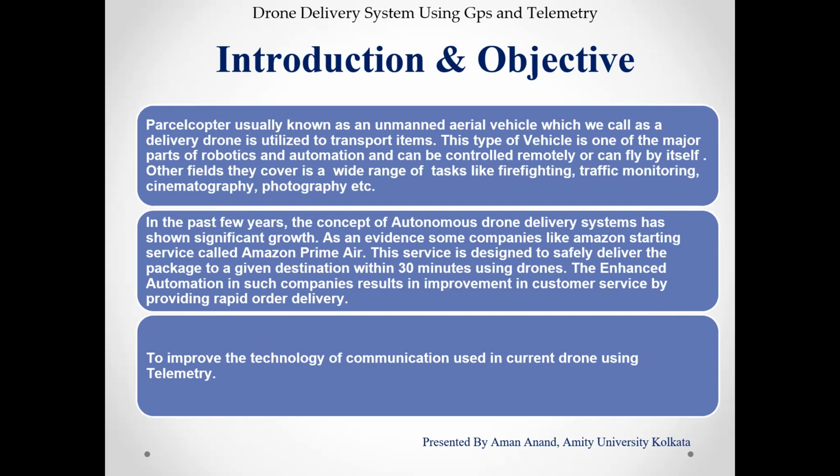In the past few years, autonomous drone systems have shown significant growth, as you have heard about the Amazon Prime Air service, whose motive is to deliver the package within 30 minutes of order. The current technology they use for communication between the drone and the ground station is a GSM module, which is not economic and not very efficient for communication, because it does not have the frequency on which we can transfer larger data or with greater speed.